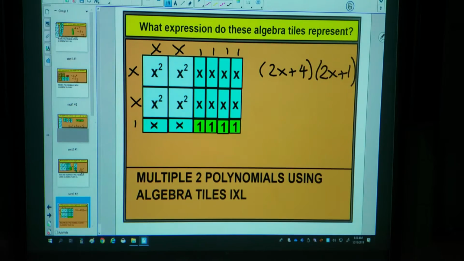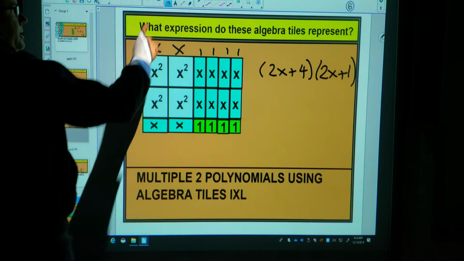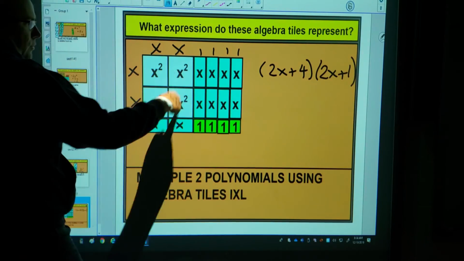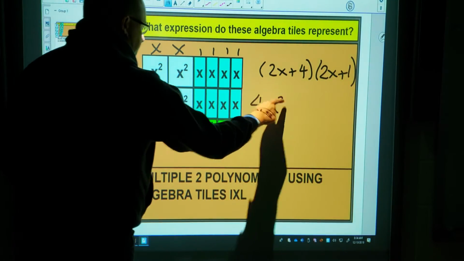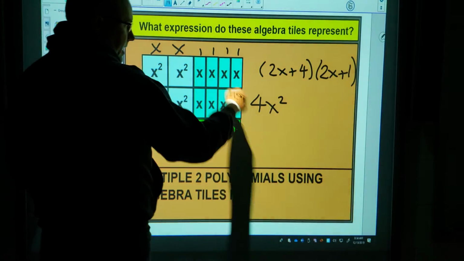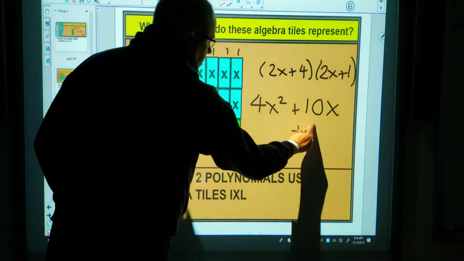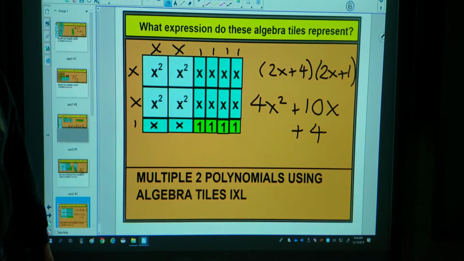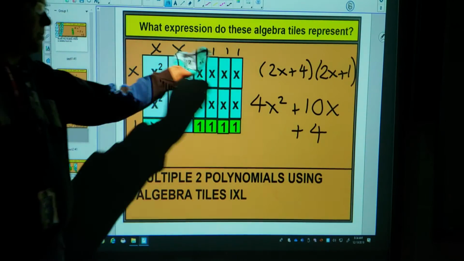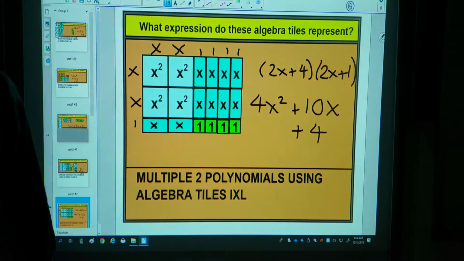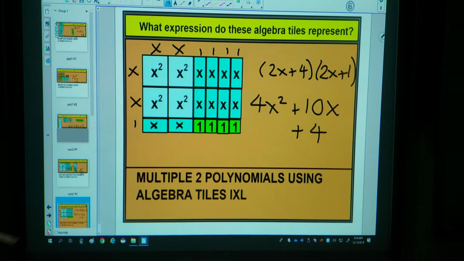Now the question also could ask you, talking about the area, what expression do these represent? I can collect terms together like I did previously. So I've got 4x squared, I have 2x and 8x, which gives me 10x, and then I've got 4 single ones, which is 4. And notice I didn't actually need to draw the grid out, I could use the picture to help me work out what that expression is. So sometimes it's a little bit quicker to do that.